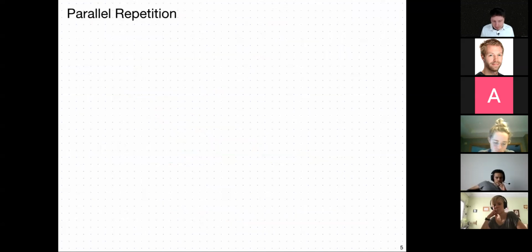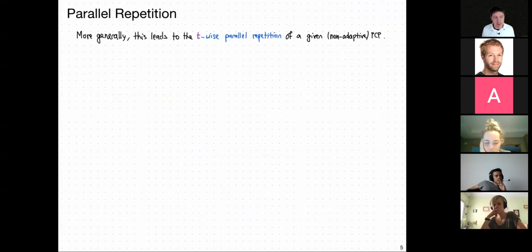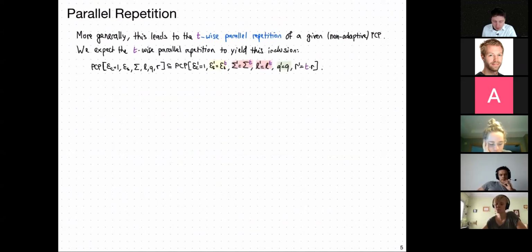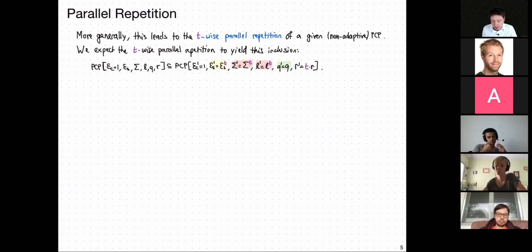Now this subject of parallel repetition is a big one. We'll not much go over it. I'm just gonna tell you at high level that it exists. In general, this process leads to the T-wise parallel repetition of a given unadaptive PCP. You would expect T-wise parallel repetition to have this type of behavior where your soundness error goes down exponentially in T. Of course, your alphabet will blow up in T and your proof length will blow up in T. The query complexity remains the same.